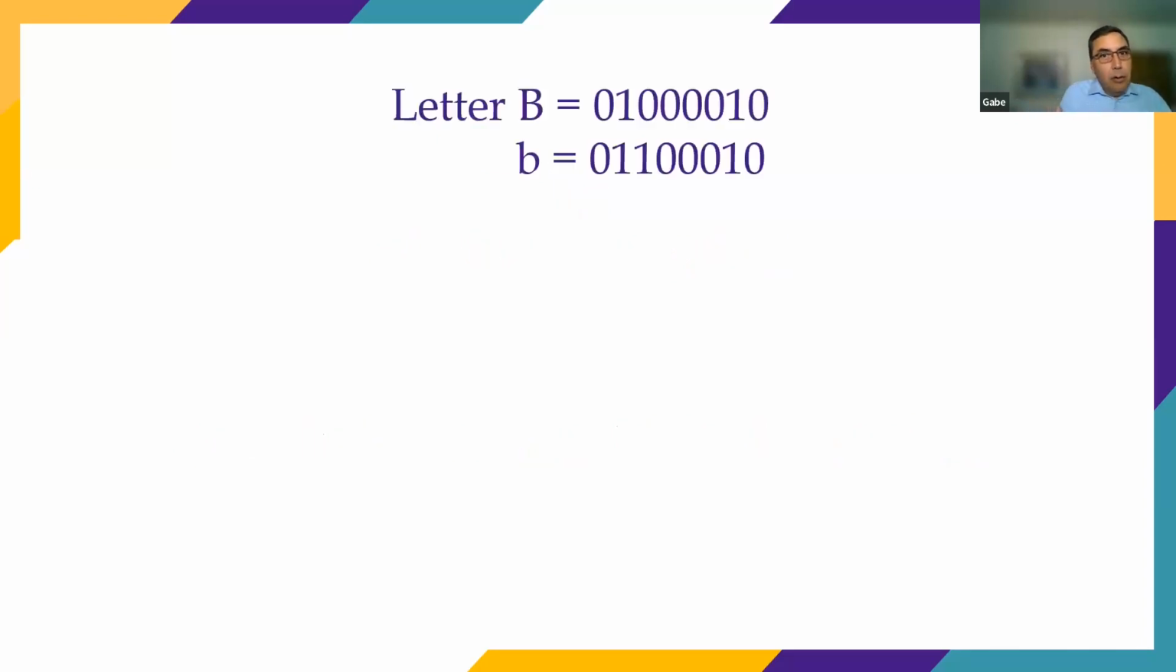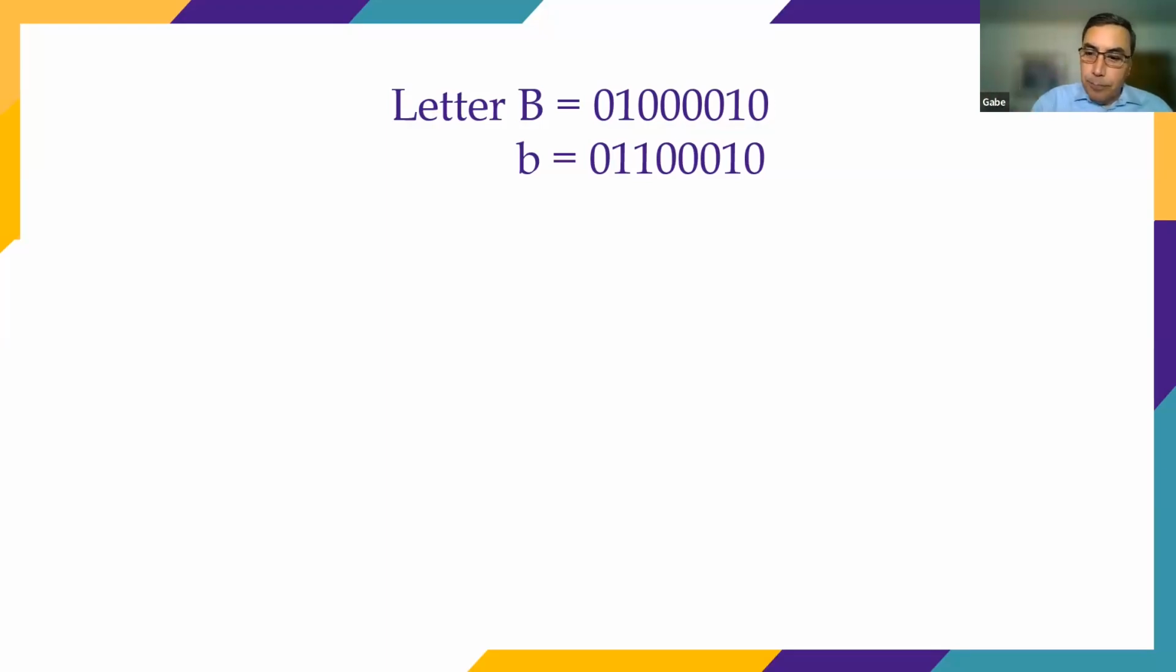For example, the letter B that we see right now on the screen is represented by 0 1 0 0 0 0 1 0. That's the digital representation of the letter B in capitals. But the letter b in lowercase is 0 1 1 0 0 0 1 0. So everything back there online, everything in the cloud, is just a series of infinitesimal zeros and ones.